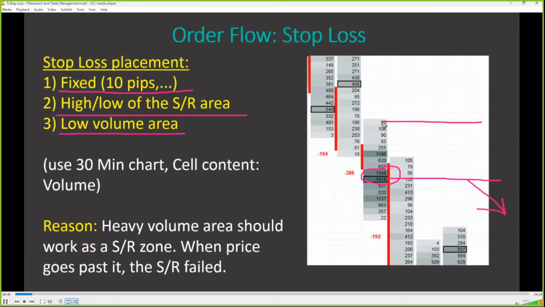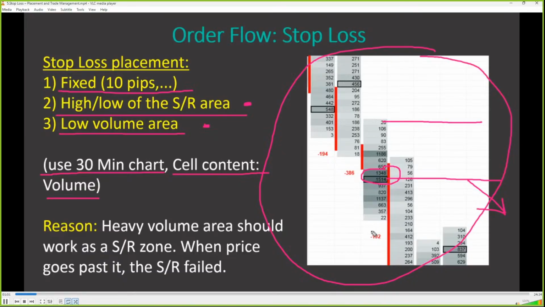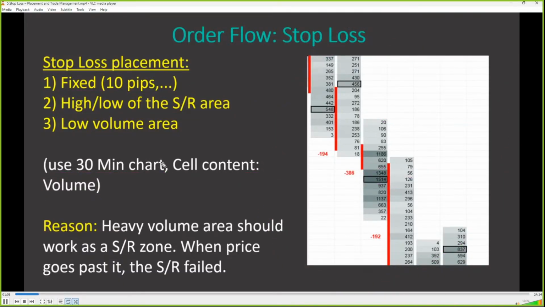All right. Now for this method, for the third and for the second, I use 30-minute chart with volume cell content. So the chart will look like this, those shades of gray. All right. That's the volume cell content. Now the reasoning behind placing stop loss in a low volume area is that high volume area should work as a support or resistance zone. So this area should work as a support or resistance zone.